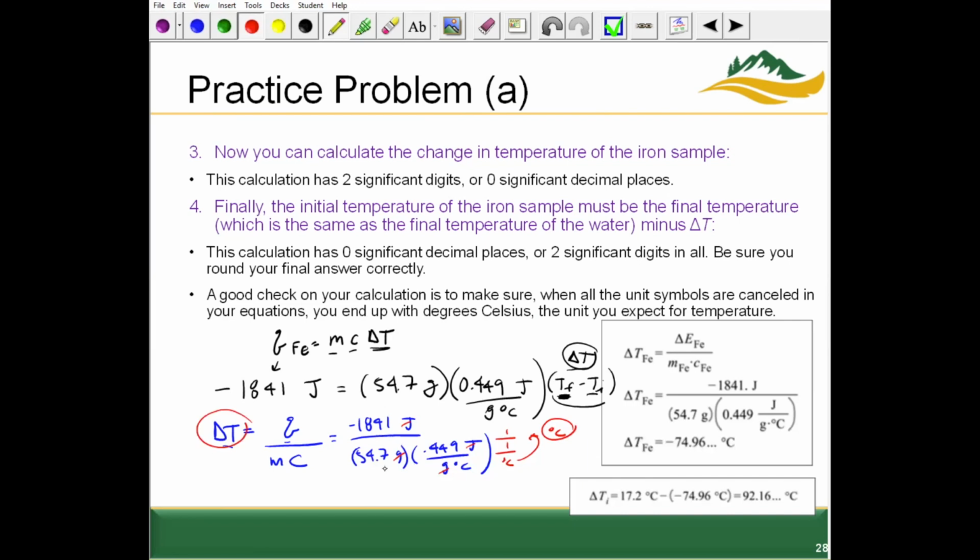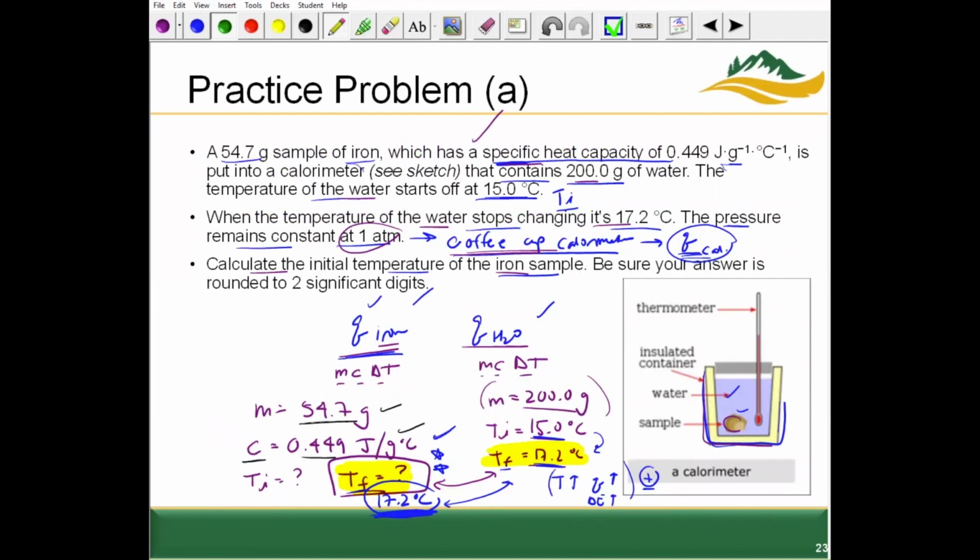Doing the division here and multiplying these, we should get a change in temperature equal to negative 74.96 degrees Celsius. Importantly, the delta T, we have to be really careful about the sign, is always T final minus T initial. Based on our problem, we want to solve for T initial. And again, we know T final because we know the final temperature of the water bath. The final temperature of the water bath is 17.2 degrees Celsius. That means the final temperature of iron also then equilibrated to 17.2 degrees Celsius.